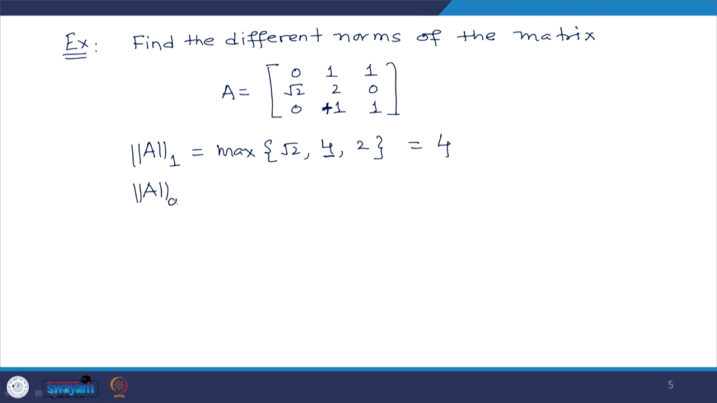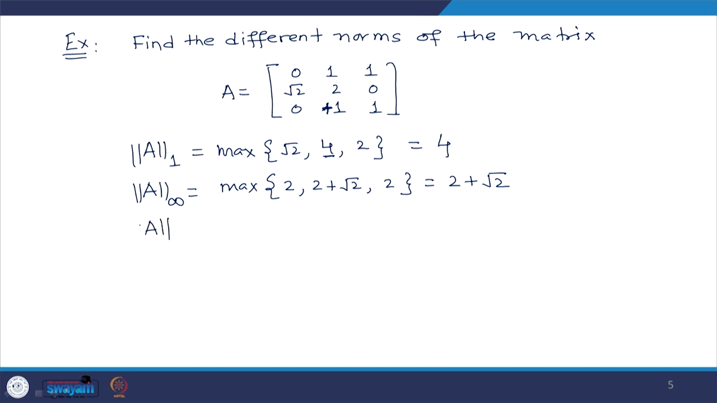The infinity norm will be the row sum. So, it will be the maximum: the sum of the first row is 2, the sum of the second row is 2 plus root 2, and the sum of the third row is again 2. So, it comes out to be 2 plus root 2.